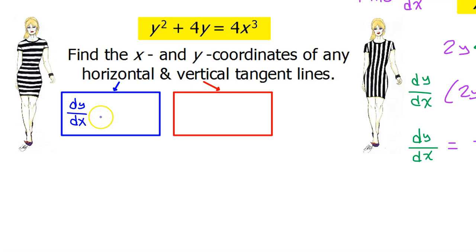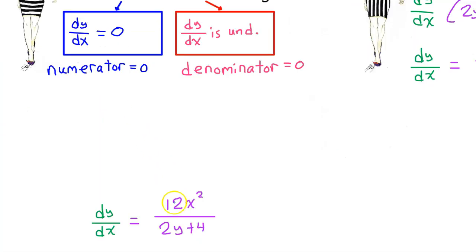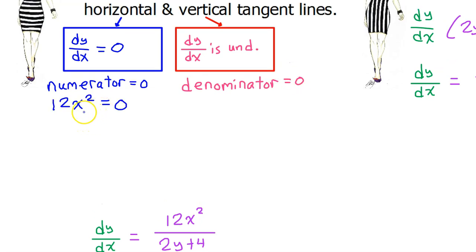You will have a horizontal tangent line wherever dy/dx is equal to 0. And you will have a vertical tangent line wherever dy/dx is undefined. Remember, dy/dx is this rational expression, this fraction. A rational expression will equal 0 when the numerator is equal to 0, and it will be undefined when the denominator is equal to 0. So we can find the horizontal tangent lines by setting the numerator 12x squared equal to 0 and solving.